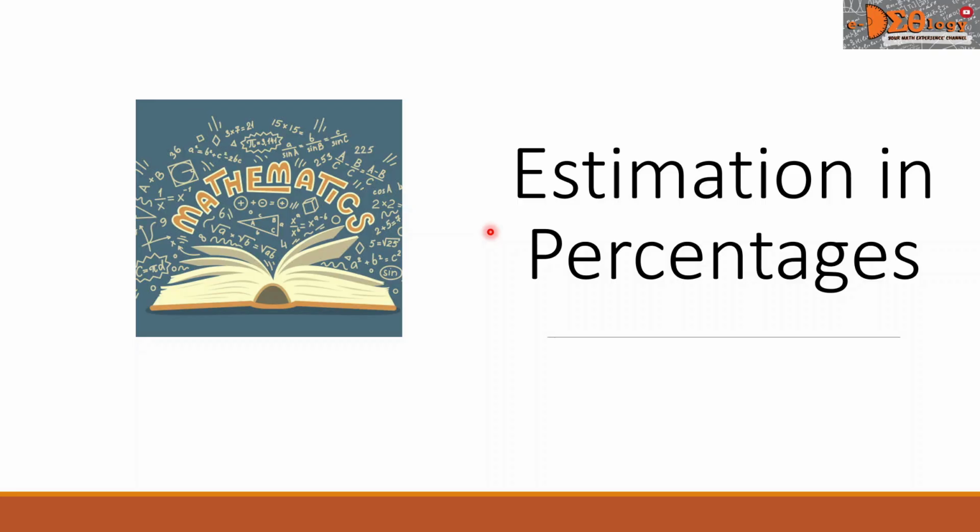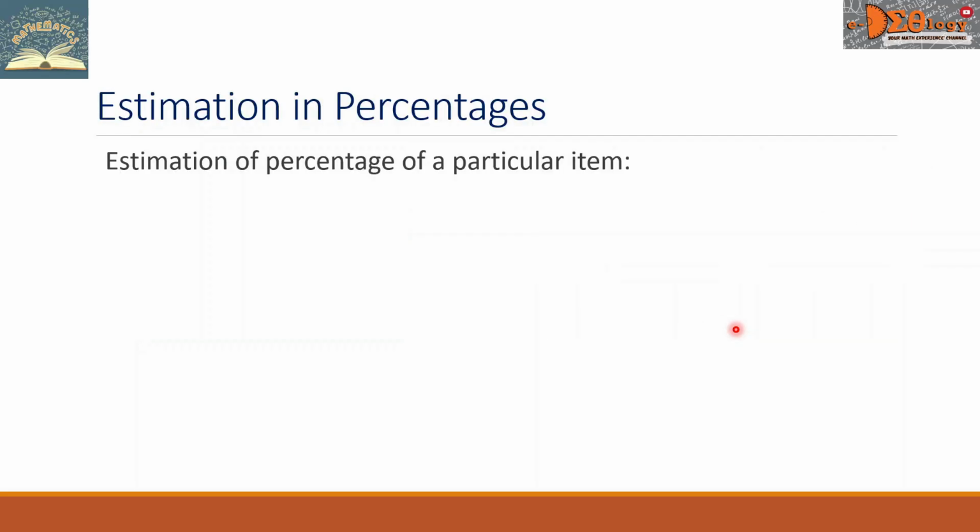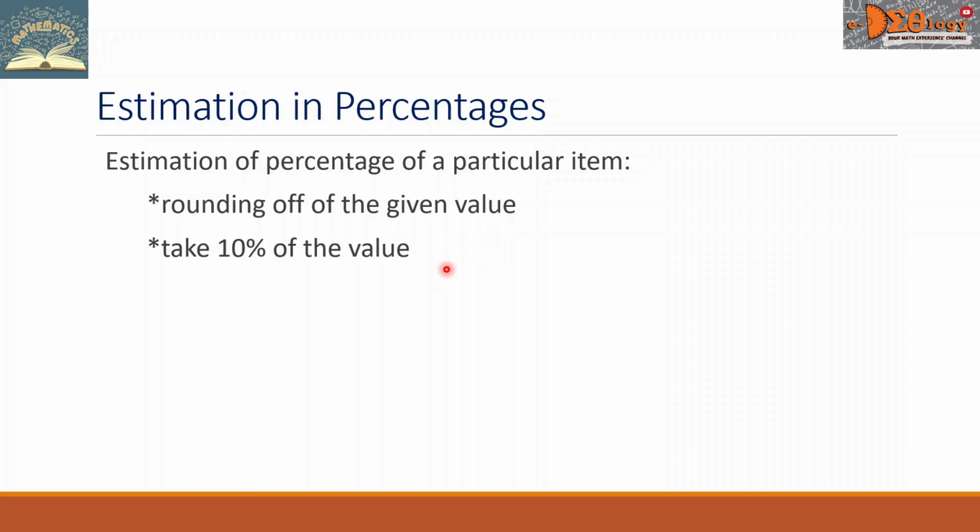Hi everyone! Today we're going to study estimation in percentages. To estimate the percentage of a particular item, we can use these two ideas. First, we round off the given value. Second, we can take 10% of the value. We know that we have a shortcut method for this. 10% of the value means we simply move the decimal point one place to the left of the given value.